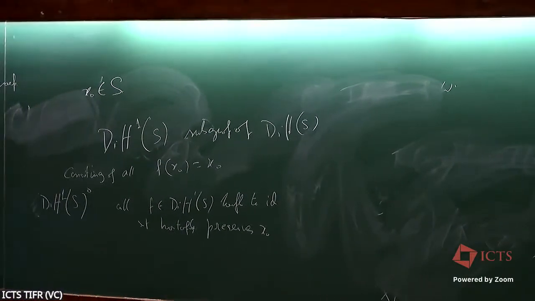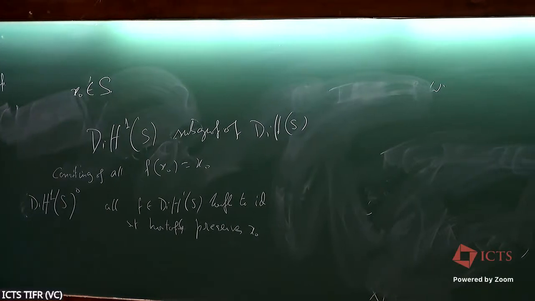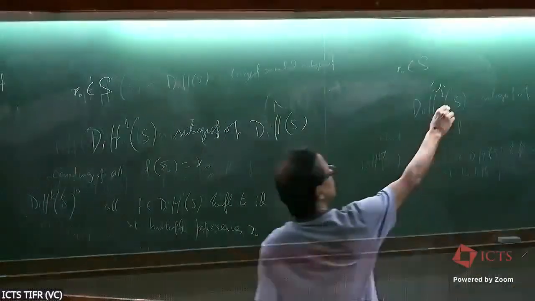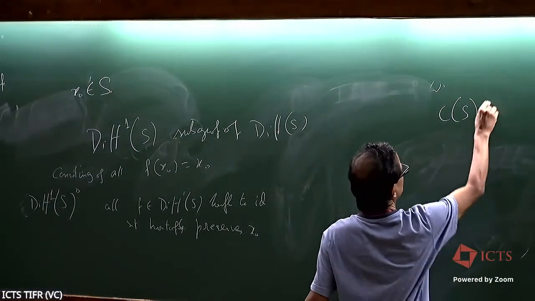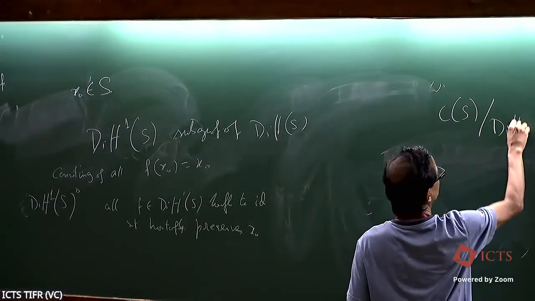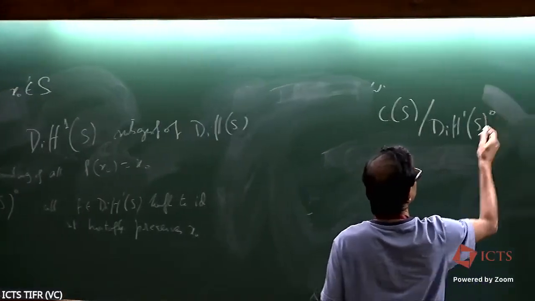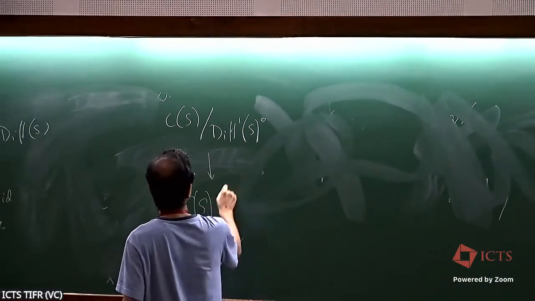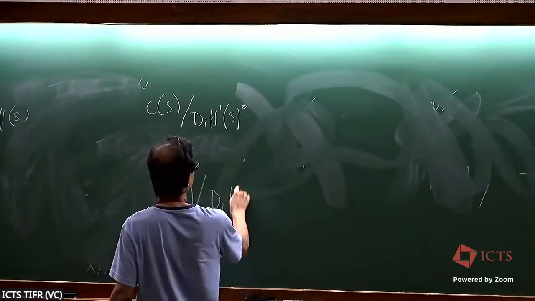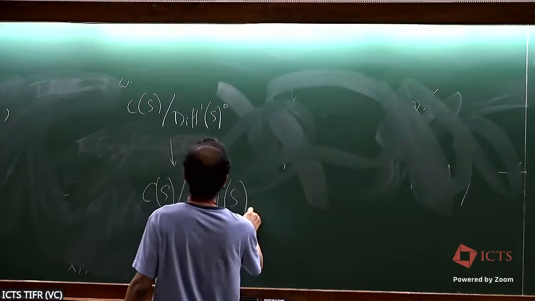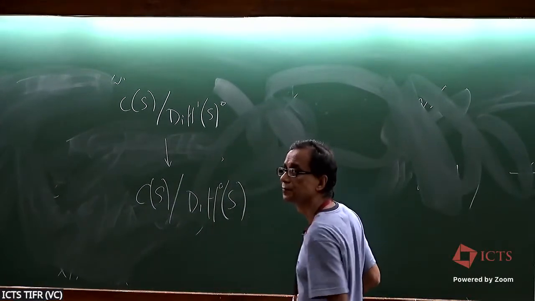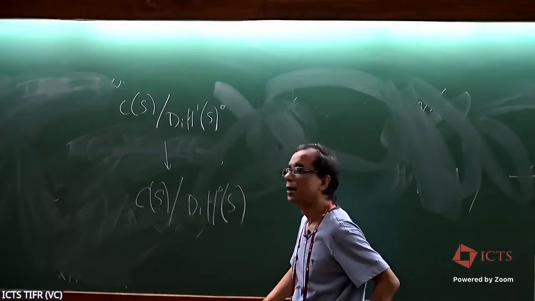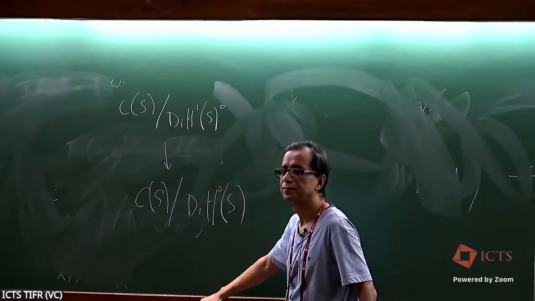Now here, let us see. So CS quotiented by Diff_1 S naught maps to CS by Diff naught S. This is a subgroup, so this is the quotient map. Now, what does it look like? How do the fibers look like?